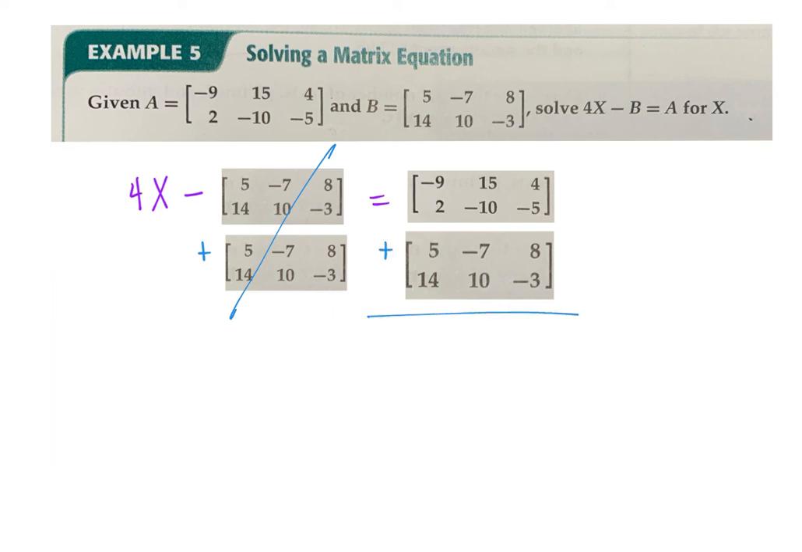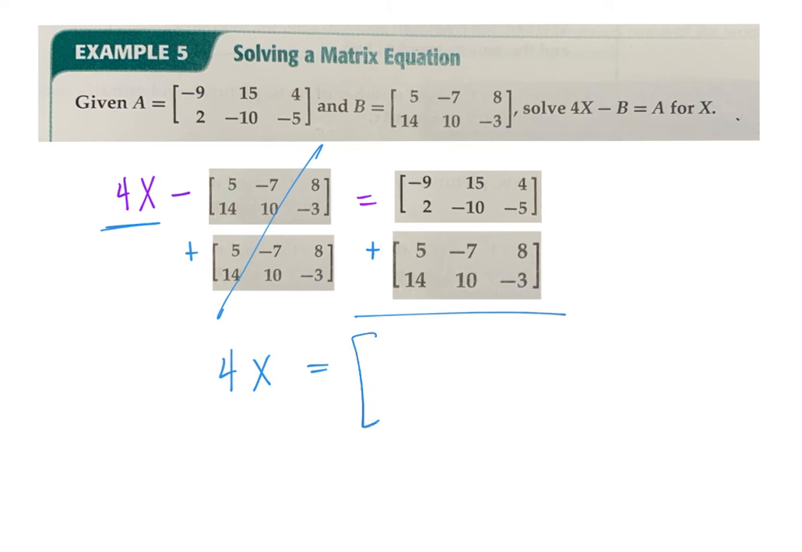Since I added it to the left side, I need to add it to the right side. And so over here on the left, I just have that 4x. And on the right, I'm adding these. So I'm going to say -9 plus 5, and I'm going to do that with this entire matrix here. All right, and so you're going to add those. And then what do I need to do to solve for my x? What's my next step? Yeah, divide by what? 4.